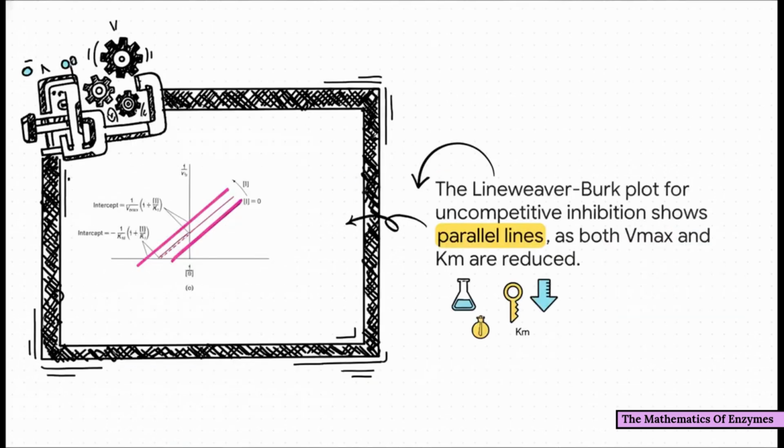This really weird mechanism produces a very distinct result on our Lineweaver-Burk plot. It turns out that both Vmax and Km are reduced. And what this does is it causes the line for the inhibited reaction to shift up and to the left, creating a set of perfectly parallel lines. You can't miss it. It's an unmistakable visual fingerprint.